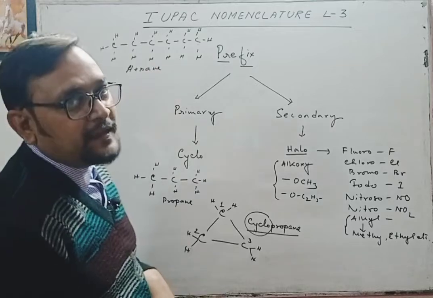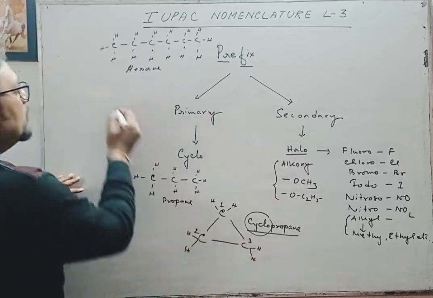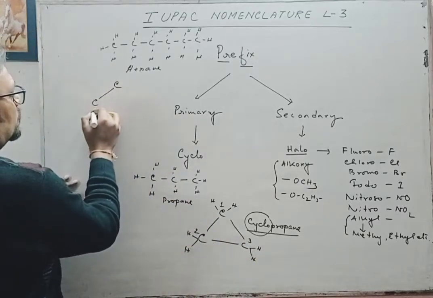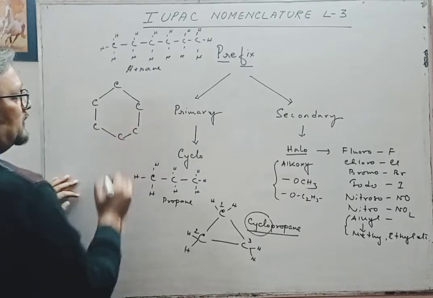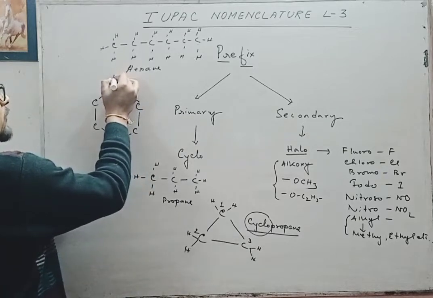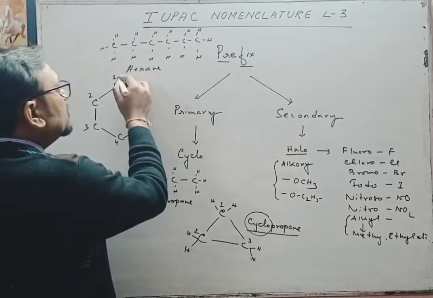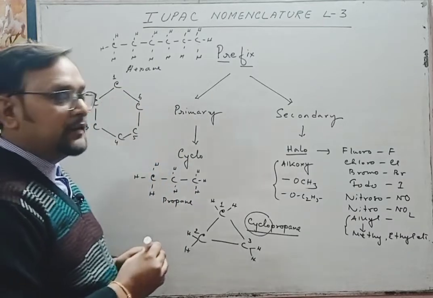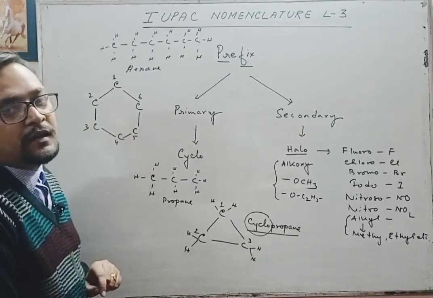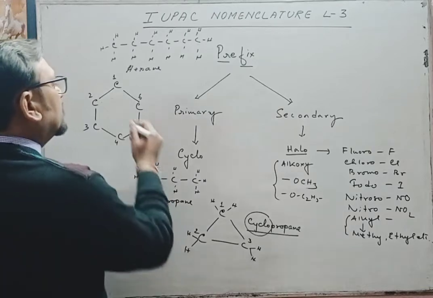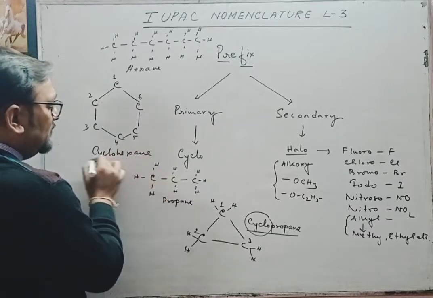Now if I want a cyclic compound, then I have to connect the first and the last carbon together. So how will I do it? Say 1, 2, 3, 4, 5 and then finally 6. If I start numbering from here, 1, 2, 3, 4, 5 and 6, you see the first carbon and the last carbon, the terminal carbon, are attached to each other, isn't it? So this becomes a cyclo compound. Clear? So this will be cyclohexane.